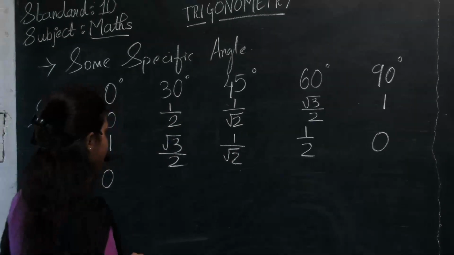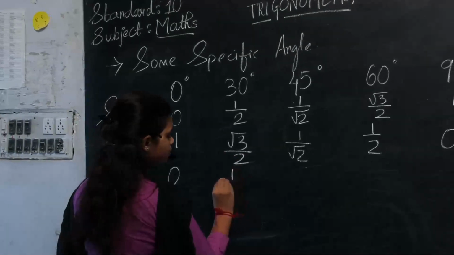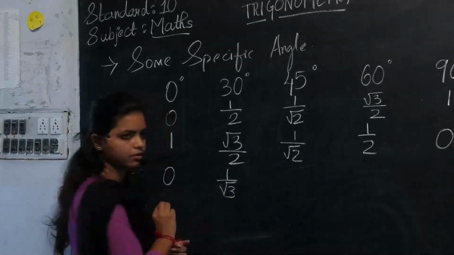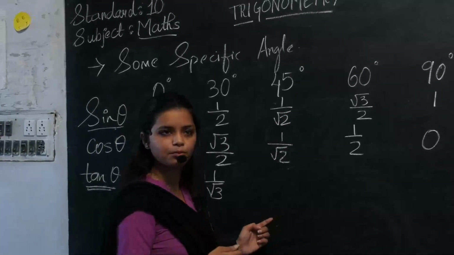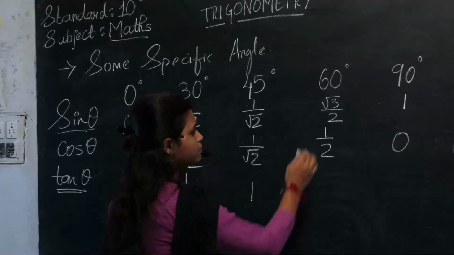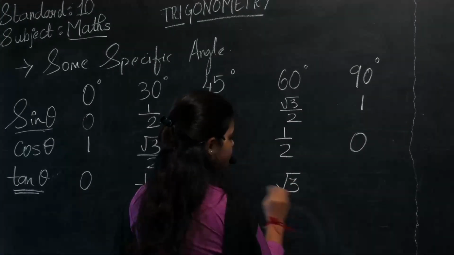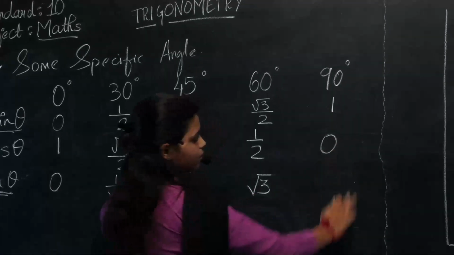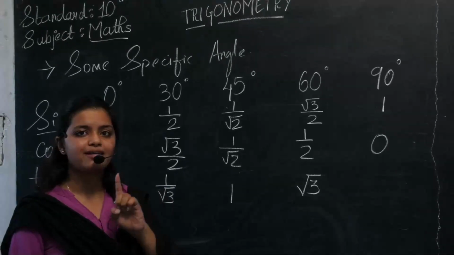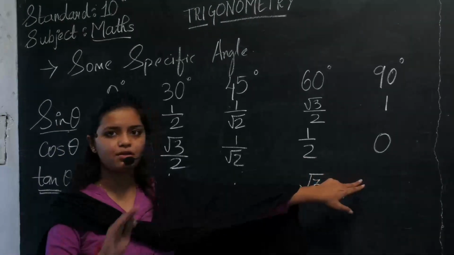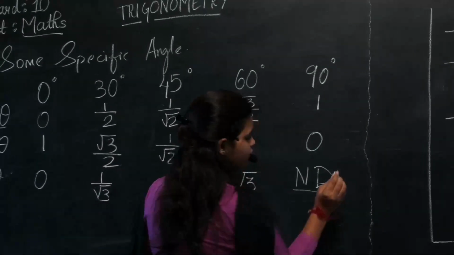So we'll do it orally: 1 upon 2 divided by root 3 upon 2. The answer will be 1 upon root 3. 1 upon 2 divided by 1 upon 2 is very simple. It is 1 because both will be reduced. Root 3 upon 2 divided by 1 upon 2, the answer will be root 3. And 1 upon 0, okay, you know it very well. You can't divide any number by 0. So 1 upon 0 is still not defined.